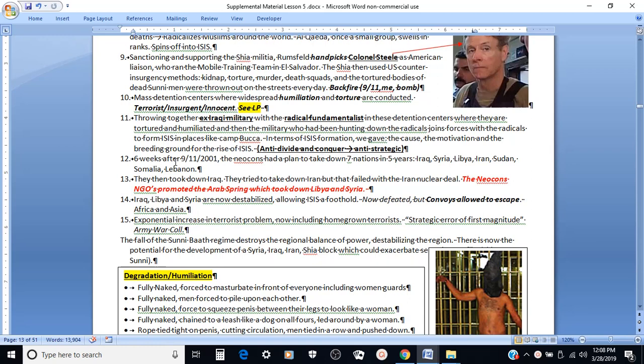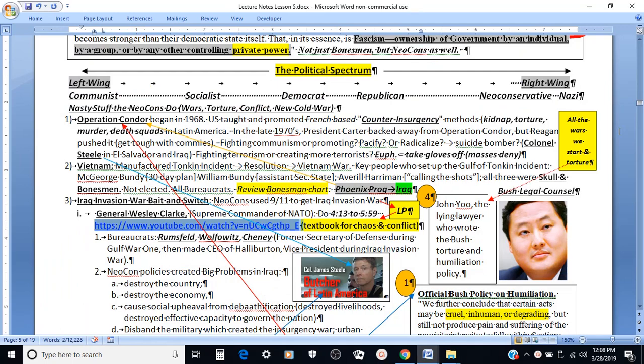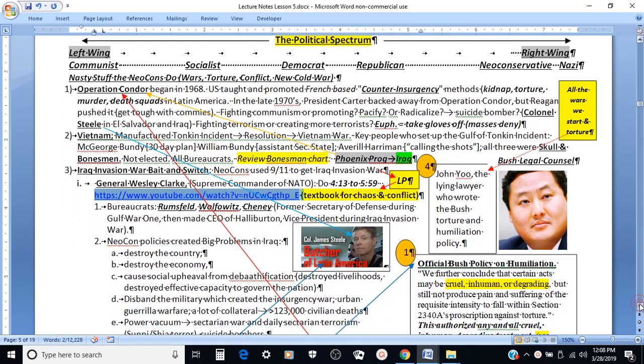So 6 weeks after 9/11, the neocons had a plan to take down 7 nations in 5 years. You know what? I'm going to go through the humiliation and torture methods here, right? And you can see how people can get radicalized, right? Some people may be pacified, but a lot of people can get severely pissed off from all this. They then looked at Iraq. Okay, I'm going to move on to all the torture stuff here. So I said a lot of stuff already.